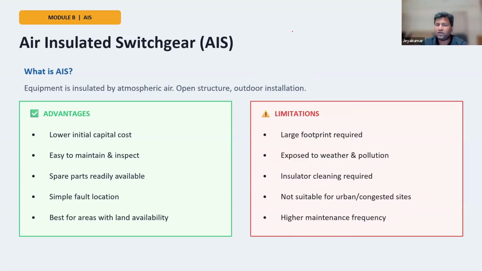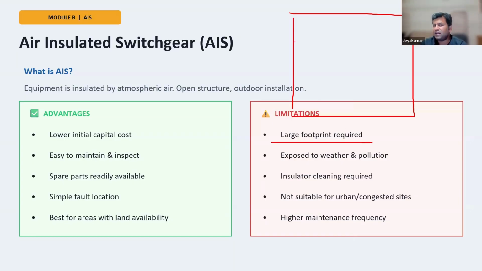So it occupies quite a lot of space, that is one thing, and it is exposed to the open area. These are the pros and cons. You have to know that, so go through it. It's the theory part. Maybe you can understand, but ideally, some may ask what is the major difference between AIS and GIS? The limitation is very simple: you need more space, guys.